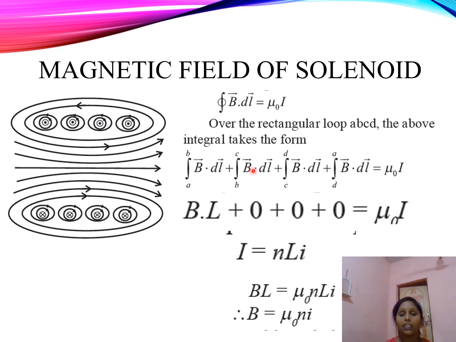The second and fourth integrals are perpendicular to each other, so they become 0. The third integral is outside the solenoid, so it also becomes 0. Now we are left with the first one, which when I integrate, integration of dl is L. So B L is equal to mu naught I. The I is the current flowing through the solenoid. So I is equal to N, number of turns, and small I is the current. So we can write B L is equal to mu naught N L I. L gets cancelled, so the equation becomes B is equal to mu naught N I. This is the magnetic field of a solenoid.